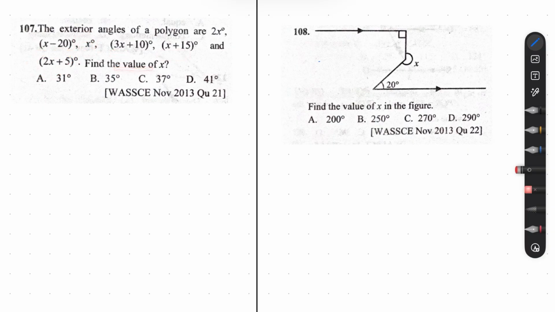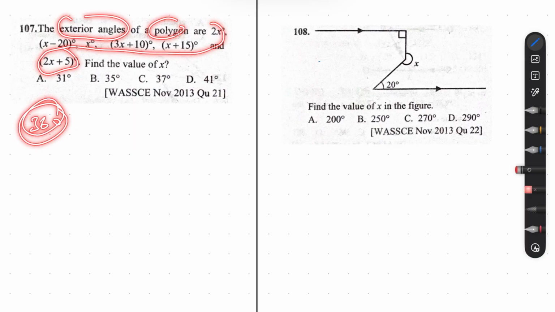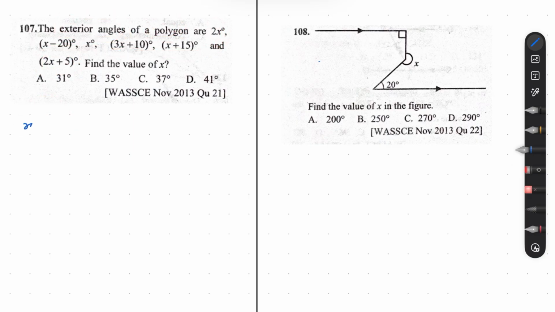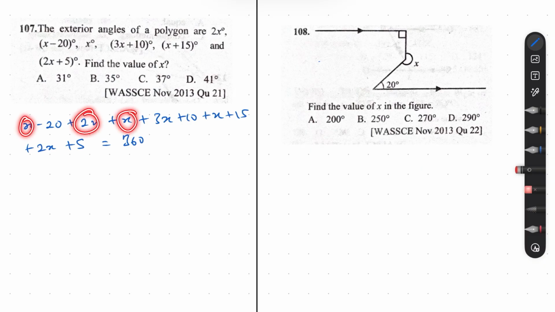But we know that the sum of exterior angles of any polygon is what? 360. So when we add all these angles, we should get what? 360. So let's do that. We have x minus 20 plus 2x plus x plus 3x plus 10 plus x plus 15 plus 2x plus 5 should give us what? 360. So let's do the calculation. We have x here, 3x, 4x, 7x, 8x, 10x. Okay?